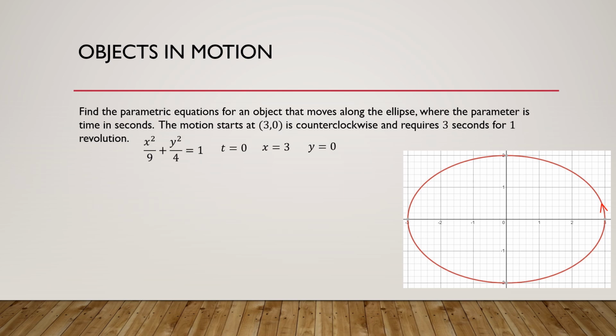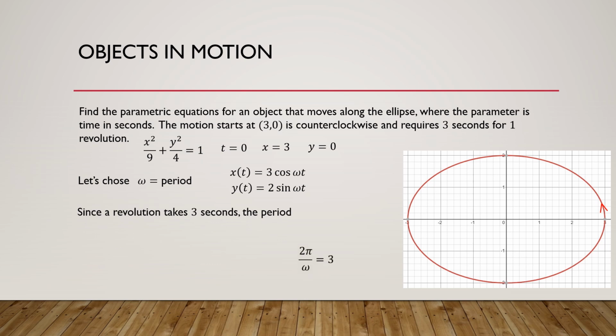For a revolution that takes 3 seconds, we adjust our equations for a period omega, so x of t equals 3 cosine omega t and y of t equals 2 sine omega t. Since a revolution takes 3 seconds, the period 2 pi over omega equals 3, or omega equals 2 pi over 3. Therefore, the parametric equations will be x of t equals 3 cosine (2 pi over 3 times t), and y of t equals 2 sine (2 pi over 3 times t), for t between 0 and 3.